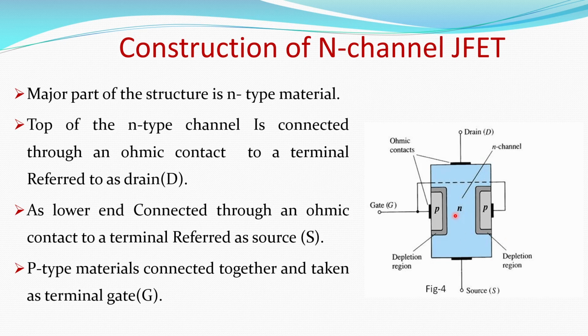And this is the general construction of N channel JFET. It consists of two P regions and one N region. N is represented as the drain and the P layer is denoted as the depletion region. That is connected to the input of the transistor, and another region is connected to the source of the transistor.